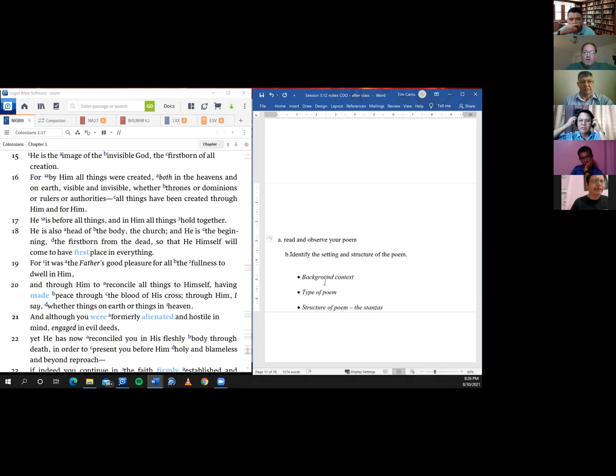And again, remember, with the Psalms, each poem has its own background context. Like with the book of Proverbs, you'll have a background context of the book. But with the Psalms, each psalm will have its own background context that you need to discover. A lot of times, some information you can find in the title that we talked about last week.